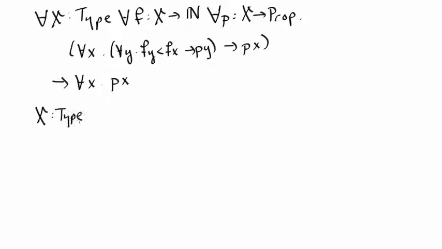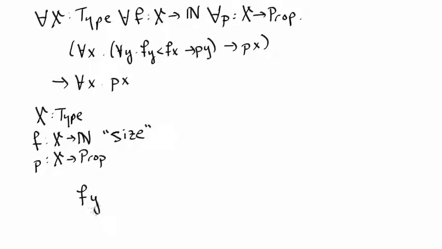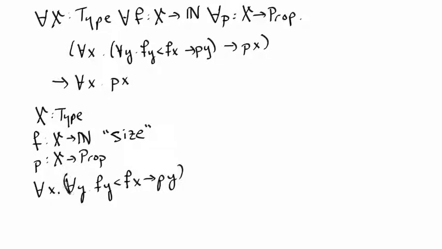So let x be a type, f be a function from x to nat, and p be a predicate on x. While there are no special assumptions about f, the idea is it gives the size of the elements of x. We will say y is smaller than x if f of y is less than f of x. Assume we know p holds for x whenever it holds for all y smaller than x.